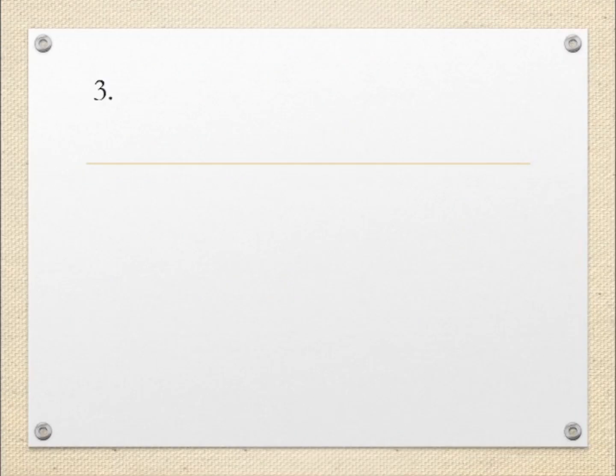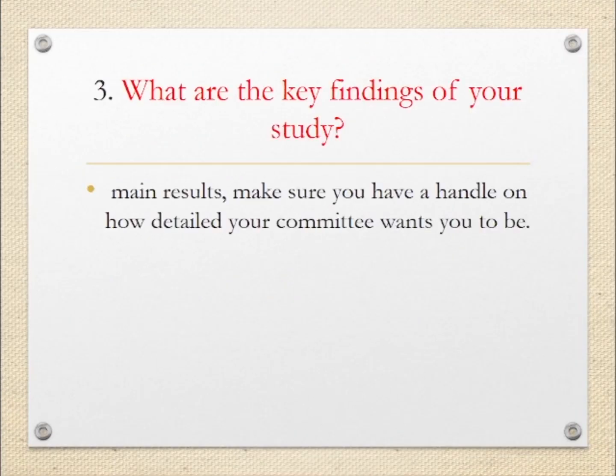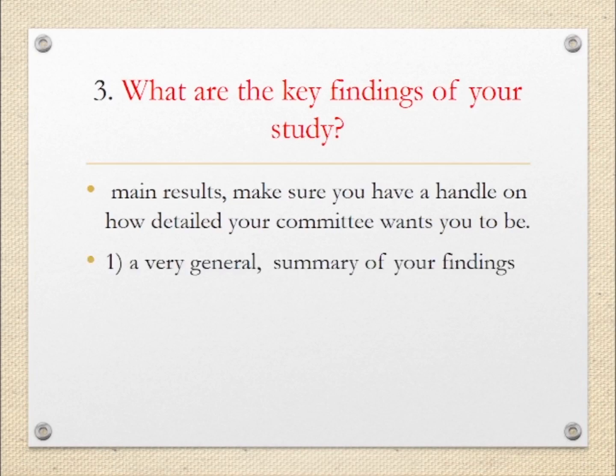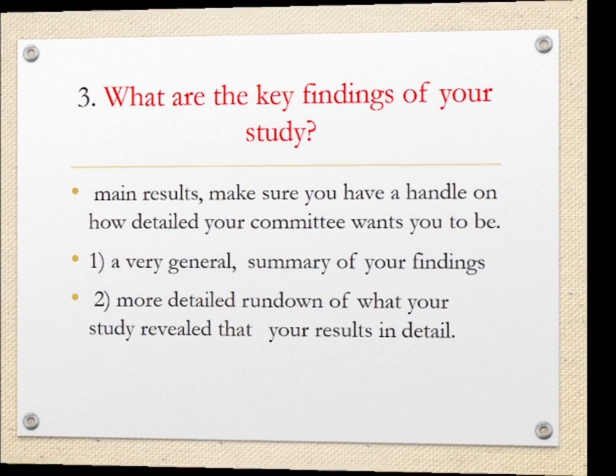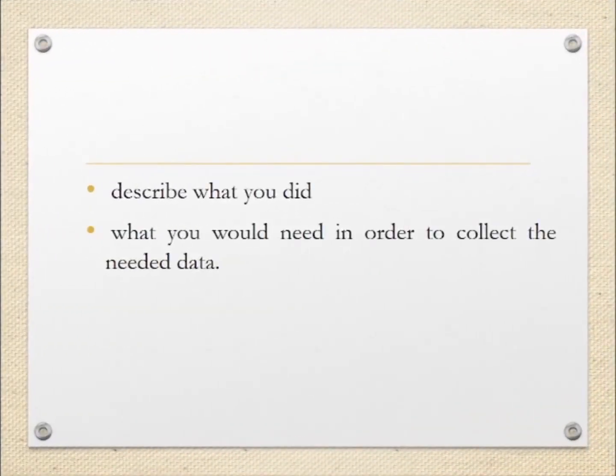3. What are the key findings of your study? When reporting your main results, make sure you have a handle on how detailed your committee wants you to be. Give yourself several options by preparing 1. a very general, quick summary of your findings that takes a minute or less, 2. a more detailed rundown of what your study revealed that is 3 to 5 minutes long, and 3. a 10 to 15 minute synopsis that delves into your results in detail.